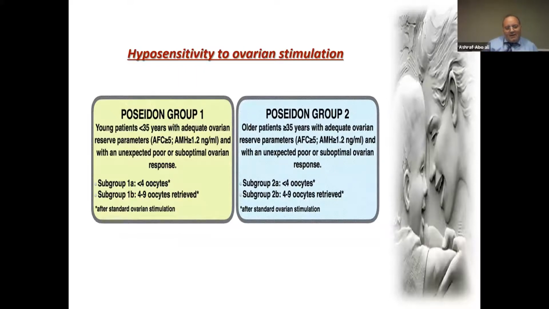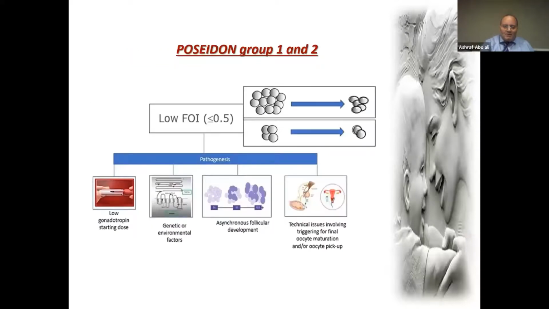Those are the unexpected poor responder patients. Those patients, by figures, the follicle count is more than 5, and so should be considered okay. And the AMH is 1.2 or more. And if you consider this patient to be good, and after stimulation, you find few oocytes gained in the lab, so this is a poor responder patient. If the patient is below 35, it is Bologna 1. If the patient is above 35 years, it is Bologna 2. And so it is more complex.